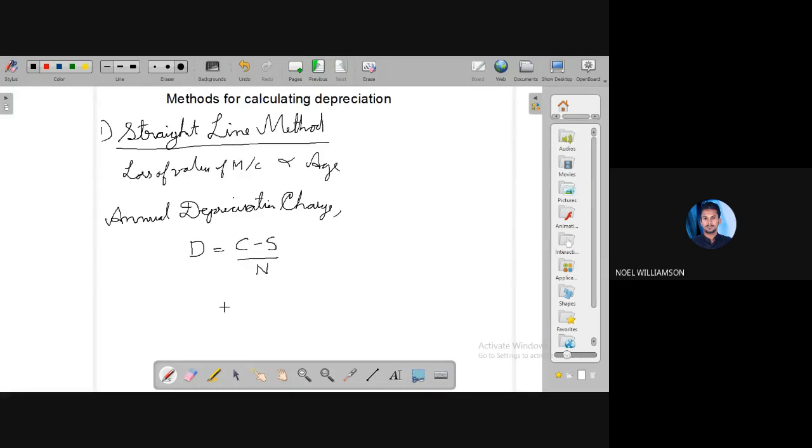So what is C, S and N? C is the initial cost, plus the installation amount. Suppose we are installing the product, there will be some charges associated with installing the product in the initial stage. That is a one-time cost, but it should not be neglected. So that also comes in C, the initial cost plus installation cost.